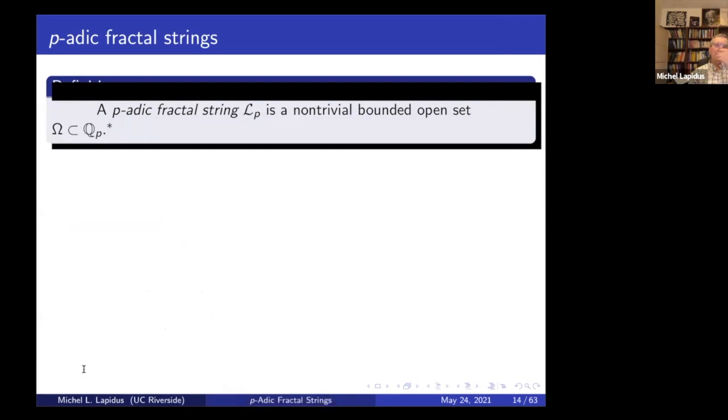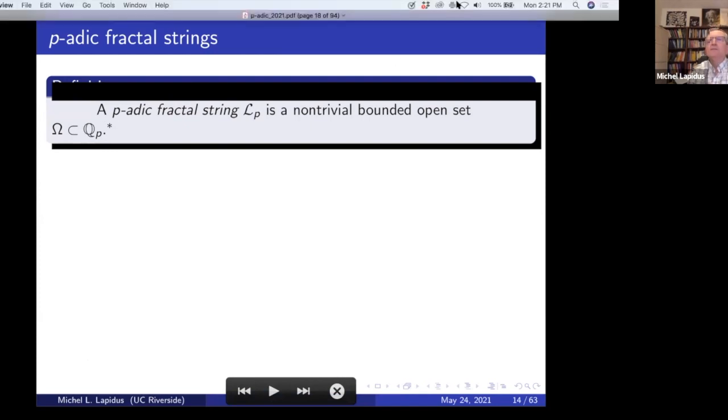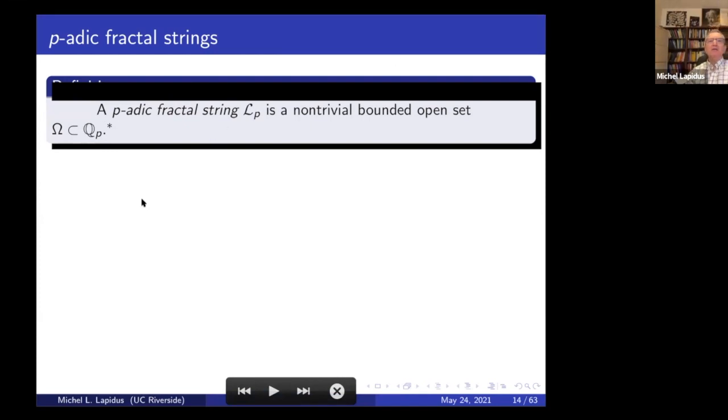So you will not see the difference between definition and theorem, so I will mention it orally. So a p-adic fractal string, we'll call it L sub p, where p is a fixed prime from now on, is a non-trivial bounded open set in the p-adic field Qp. So we'll call that set omega.